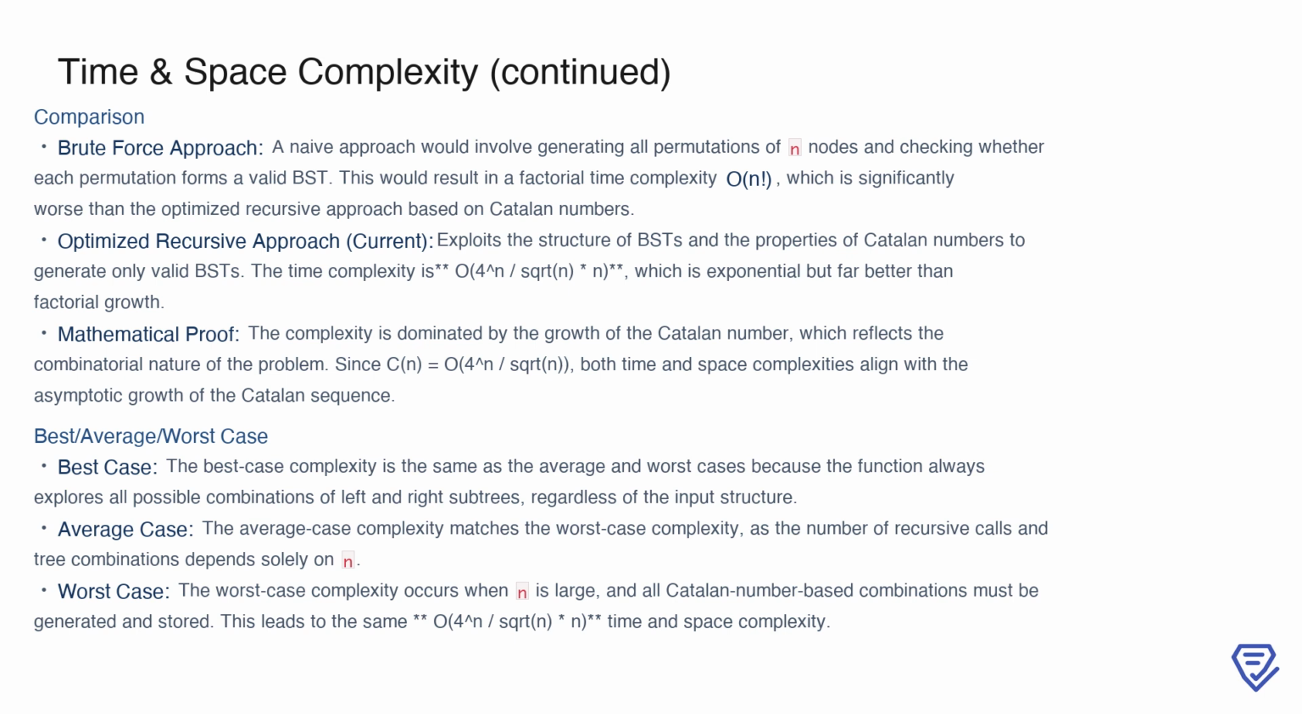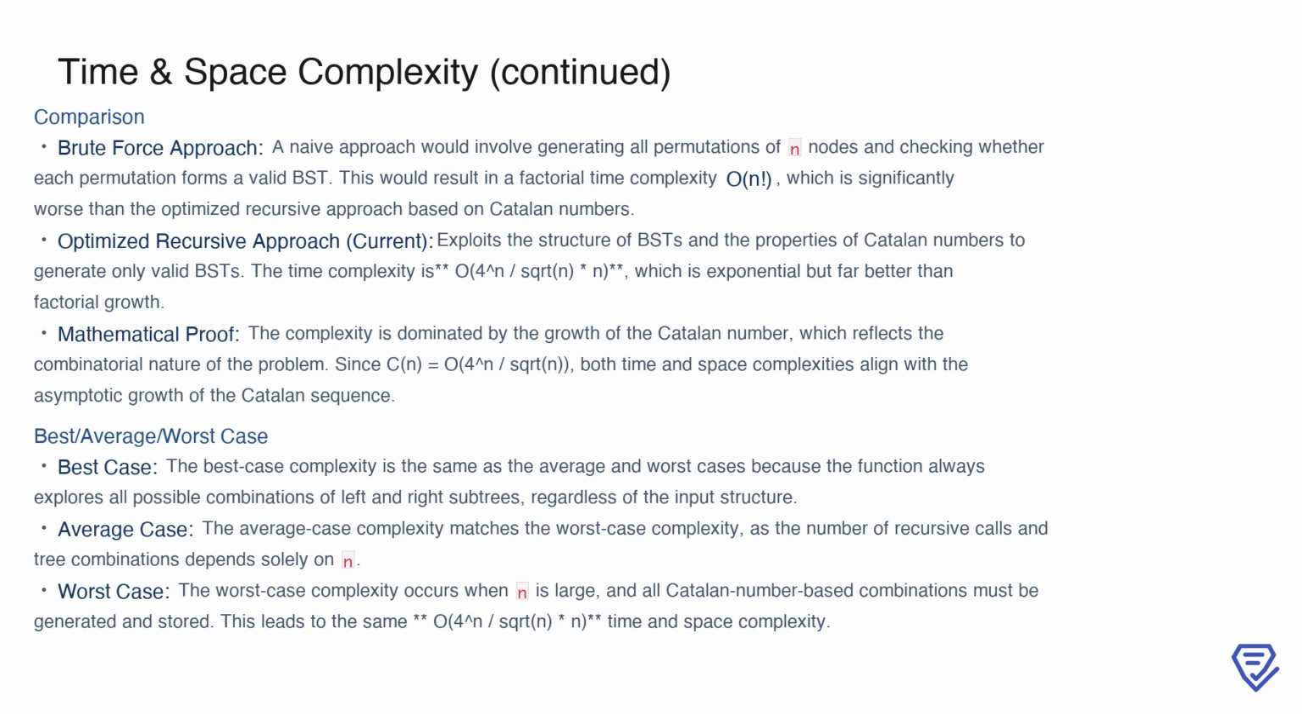To better understand the efficiency of this solution, let's compare it to a brute force approach. A naive method would involve generating all possible permutations of n nodes and checking if each permutation forms a valid BST. This approach would have a factorial time complexity, n factorial, which is drastically worse than our optimized solution. By contrast, the recursive approach leverages the structure of BSTs and the properties of the Catalan number to generate only valid trees. This reduces the time complexity to 4 to the power of n divided by the square root of n, times n, which, while exponential, is far more efficient than factorial growth.